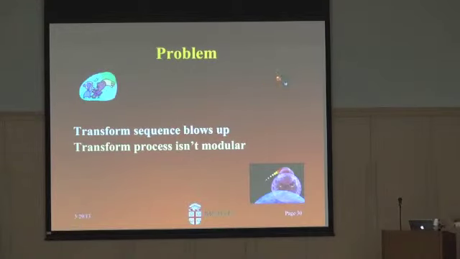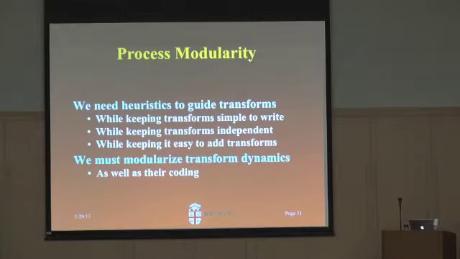So while the transformations themselves are modular, the transformation process, the way they're applied, is not modular. Let's switch back to something where I can change slides. What we really want here is modularity in the transformations themselves. I like writing transformations easily. But we want modularity in the code, the heuristics that guide the transformations.